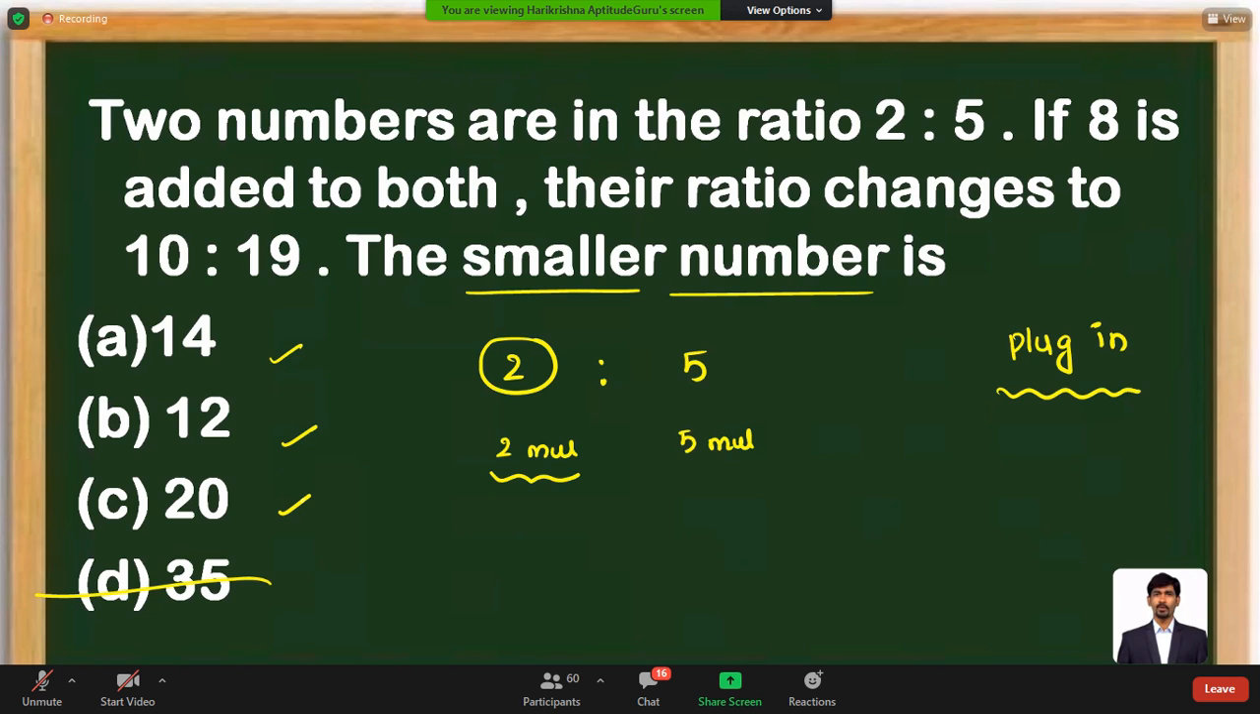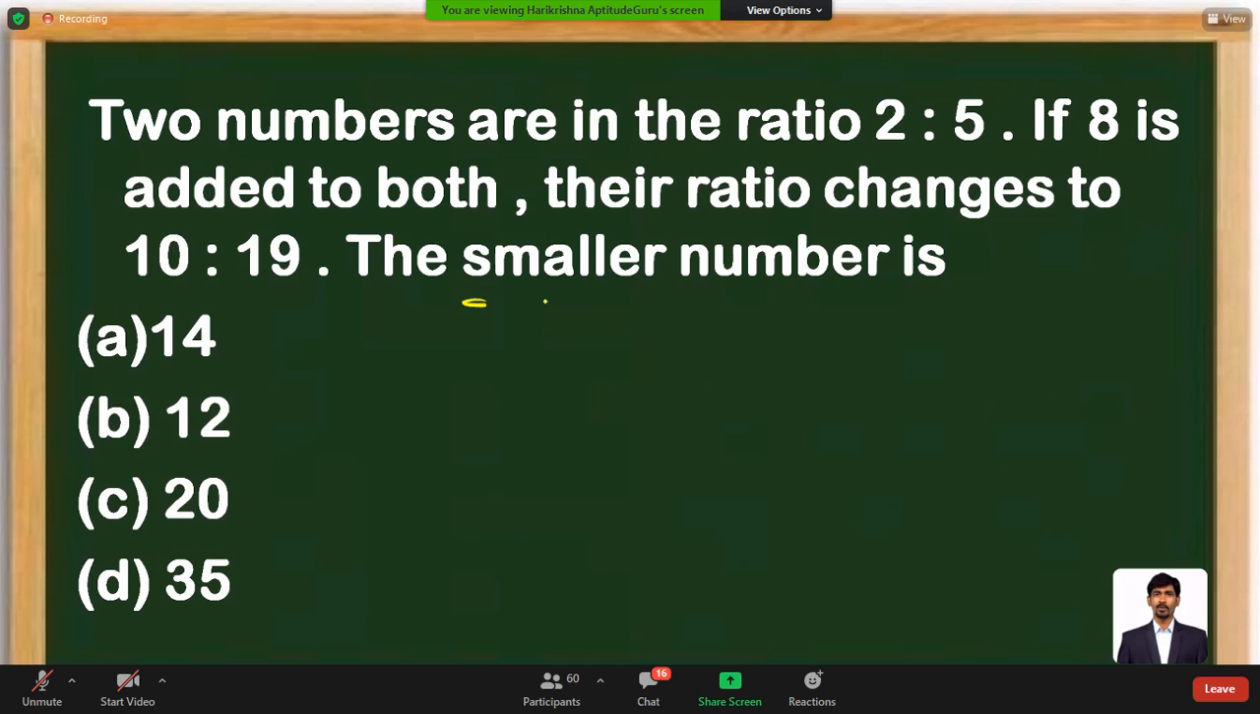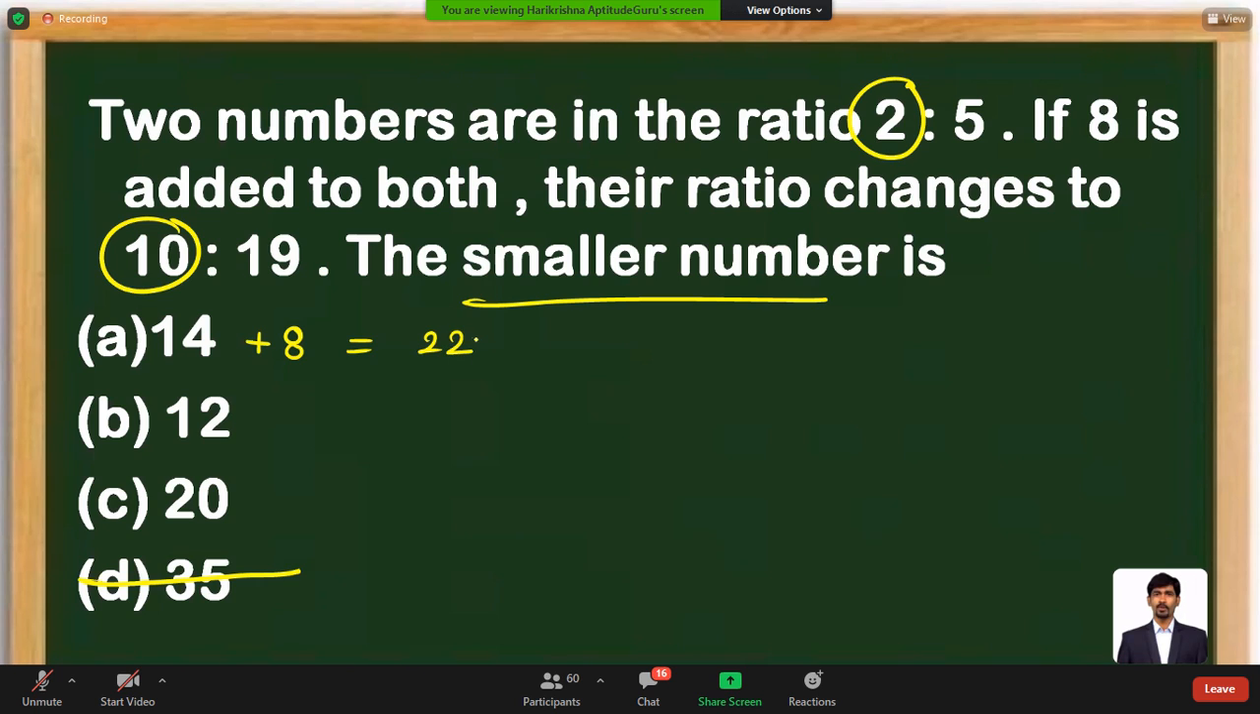I hope the point is clear. What I used is that the smallest number is required, so it must be a 2 multiplier. This is not a 2 multiplier. If 8 is added, then the new ratio has a 10 multiplier. So for the 2 multiplier, I'm assuming that number is 14. If you add 8 to it, what is the value? It is going to be 22. After adding 8, the new ratio is 10:19.